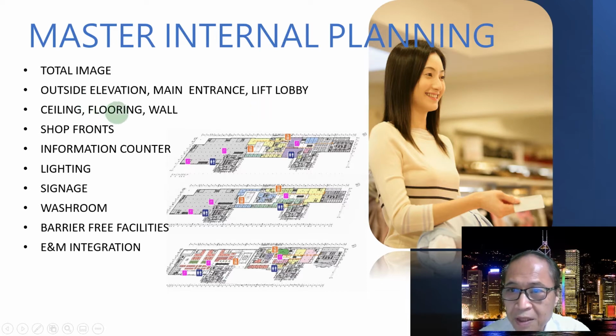The ceiling, flooring, and wall soft fronts mostly require design. It should be good looking. Information center, lighting, signage: signage will mostly be done by a signage designer. Washroom, barrier-free facility: barrier-free facility should be done by the architect, and sometimes by the interior designer. E&M integration: E&M, of course, is done by the E&M consultant, but the interior designer and the interior design contractor should do the integration of the E&M equipment and layout.